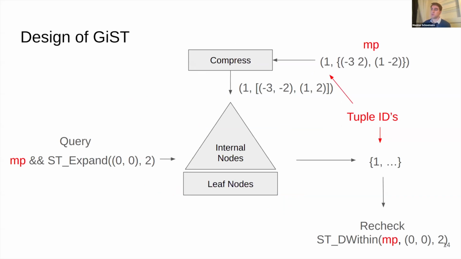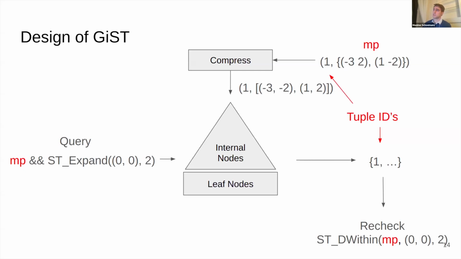And then this bounding box gets inserted in the index together with the tuple ID, which is a pointer to the tuple. And then during querying, the PostGIS support functions will add a query or an index predicate. In this case, if our SQL function is ST_DWithin, the query predicate will be: does my multi-point overlap the result of ST_Expand? And then this query gets passed through the index and returns a set of tuples, which we then need to recheck with the actual database function, in this case, ST_DWithin.